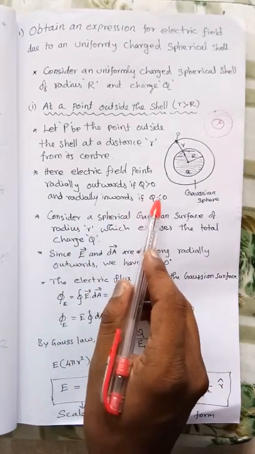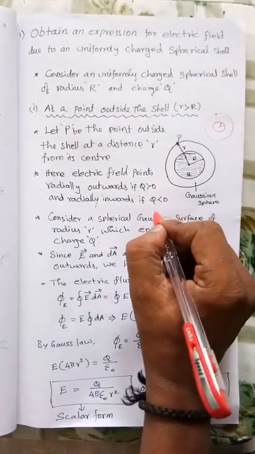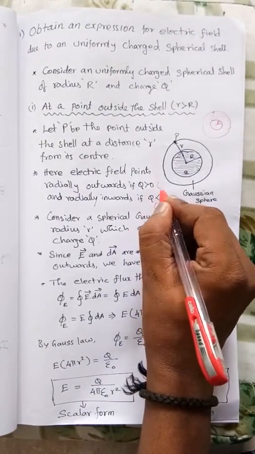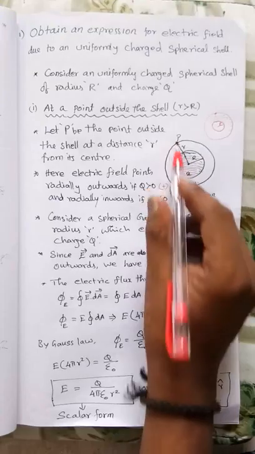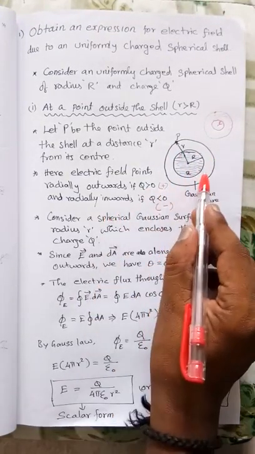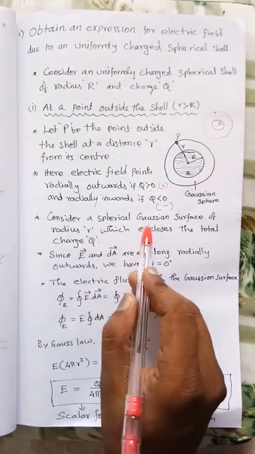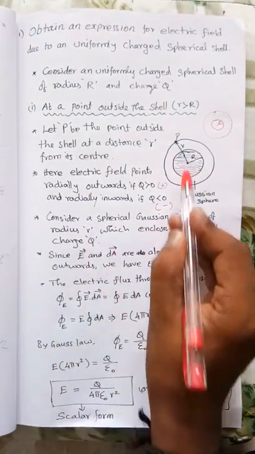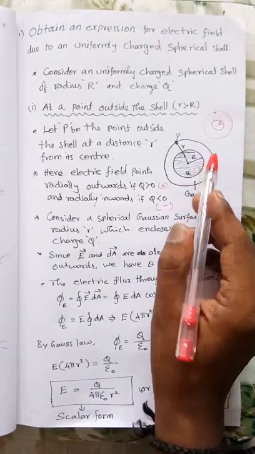Suppose Q is less than 0, which means it is a negative charge. Q greater than 0 means positive, and positive means outwards. If it is negative, the electric field is inwards. That's all. Consider a spherical Gaussian surface of radius r which encloses the total charge Q.